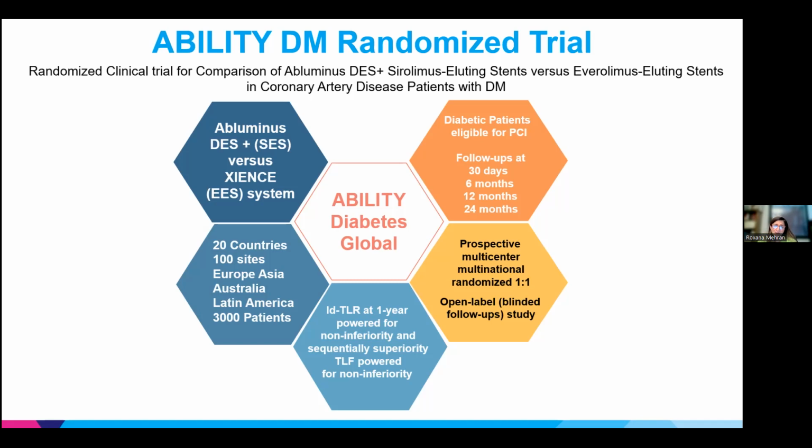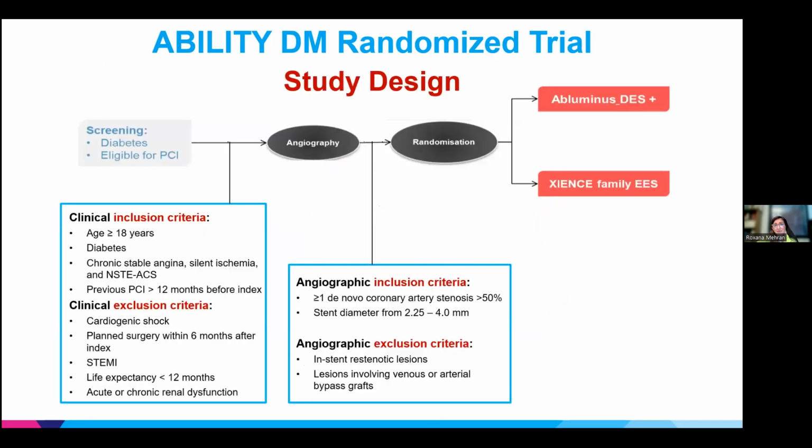Our primary endpoint is target lesion failure, TLR powered for non-inferiority and sequential superiority, and target lesion failure powered for non-inferiority. These are the two co-primary endpoints. It's diabetic patients eligible for PCI. We have follow-up all the way to 24 months on a 1-to-1 randomization with a single blind for follow-ups, as well as, of course, complete adjudication and a data safety monitoring board, etc.